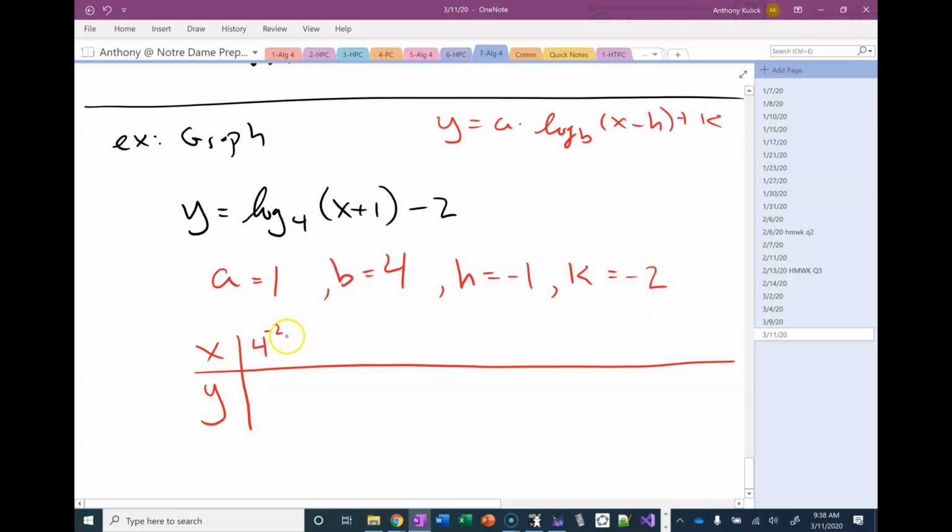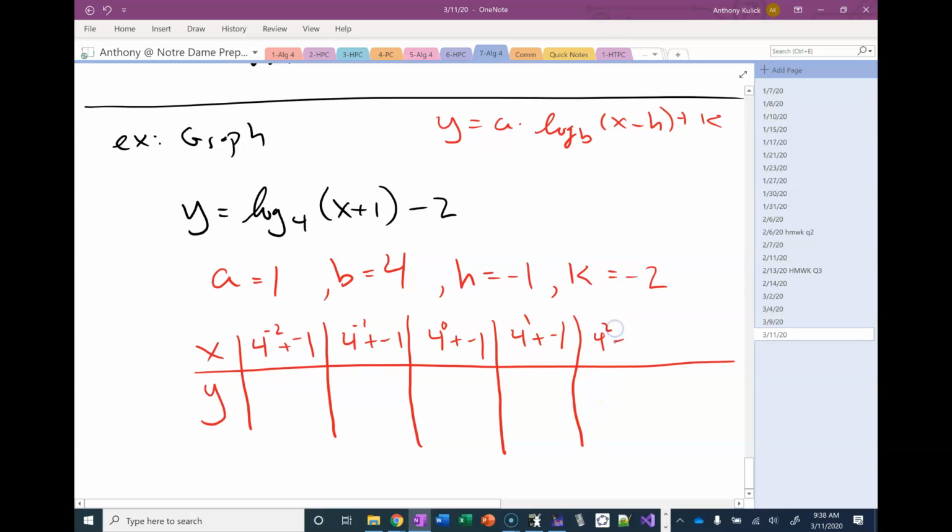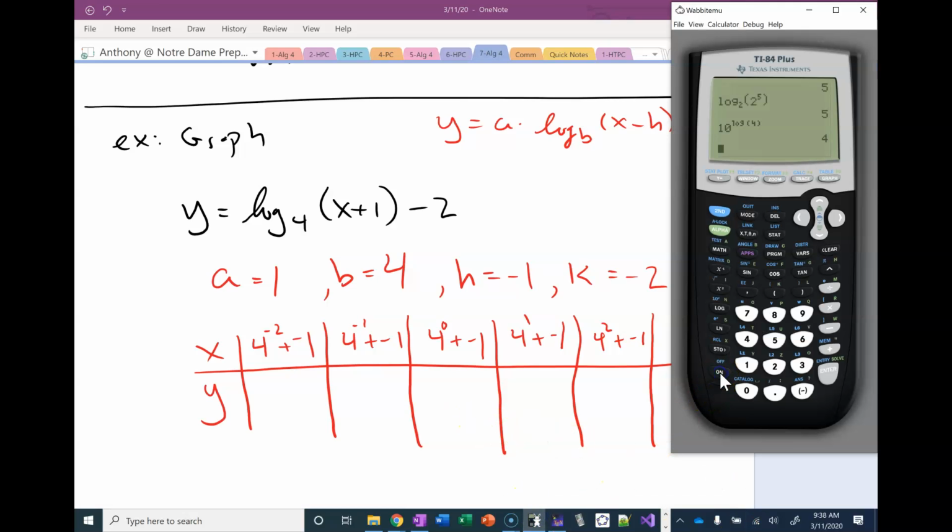Now that I have that, I can write my XY table. So I'm going to have 4 to the -2 plus h, 4 to the -1 plus h, 4 to the 0 plus h, 4 to the first plus h, and then 4 to the second plus h. Okay. So let's just use our calculator to simplify these, because I want these as a decimal so that I can graph them. 4 to the -2, and then plus a negative is the same thing as subtraction.